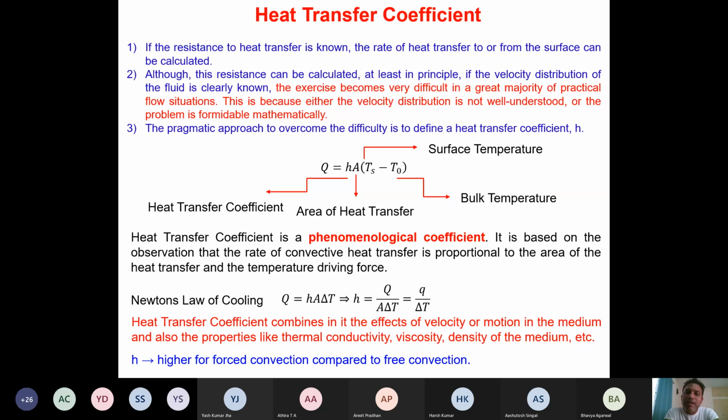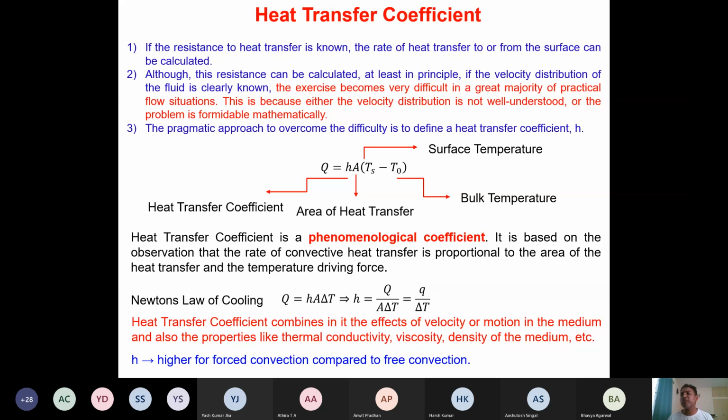Again, unlike the thermal conductivity, the heat transfer coefficient is a phenomenological coefficient. It is not a fundamental property of the material, isn't it? And it accounts for the effect of thermal conductivity, viscosity, density, and medium. The concept of heat transfer coefficient is very important here, because it enables solving a difficult problem with much more ease if we do our analysis in terms of the heat transfer coefficient.